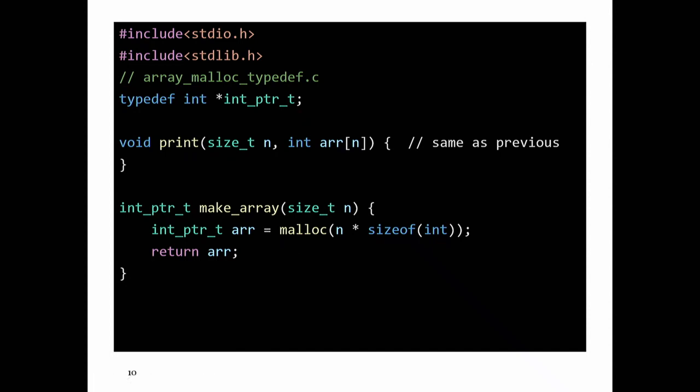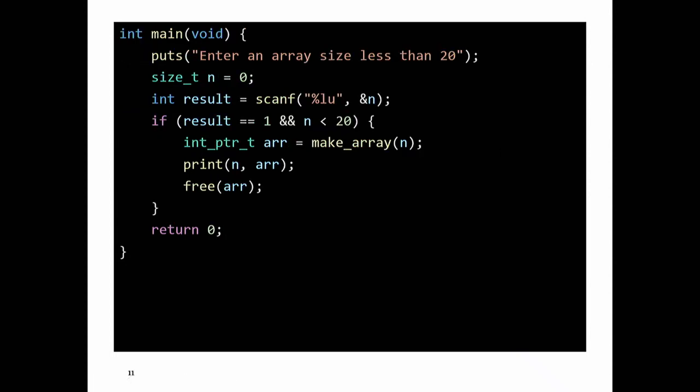Malloc returns a pointer to void. I can store that in an int pointer. Instead of writing int star arr, I can write int_pointer_t instead. So it's just a new name for an existing type, in this case, pointer to int. Similarly here, when I call make array, instead of storing the result in a pointer of type int star, I can write int_pointer_t.